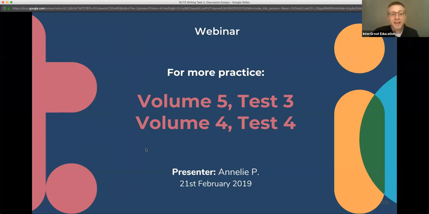SA is asking, can we use "for an example" instead of "for example"? No, you can say "to give an example" or "for example," but you can't say "for an example," no.